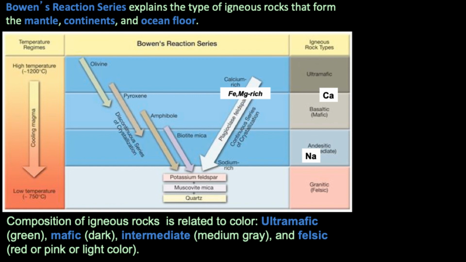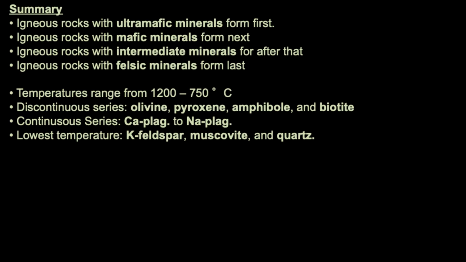As we go on, here's the summary. Igneous rocks with ultramafic minerals form first. In Bowen's reaction series, the igneous rocks with ultramafic minerals, that is olivine, some of the pyroxenes, form first, and some of the calcium plagioclase as well. When it comes to the next in the series, the igneous rocks with mafic composition form second. And then the ones with intermediate composition, so biotite, and maybe some of the sodium-rich plagioclases, are going to form in the middle part. And then the very last, you're going to get the igneous rocks with the felsic composition.